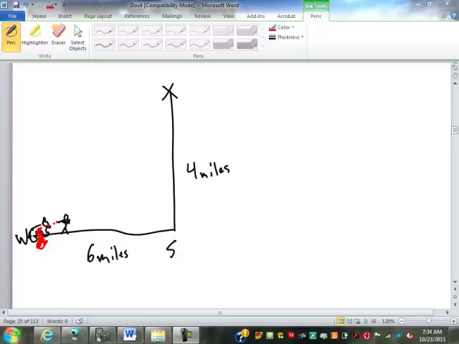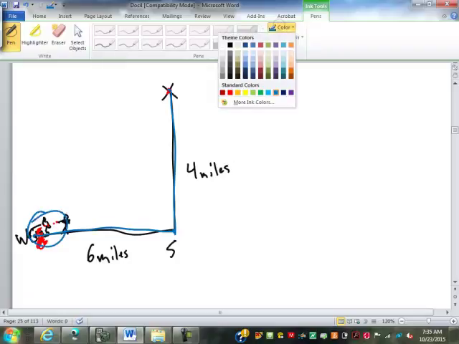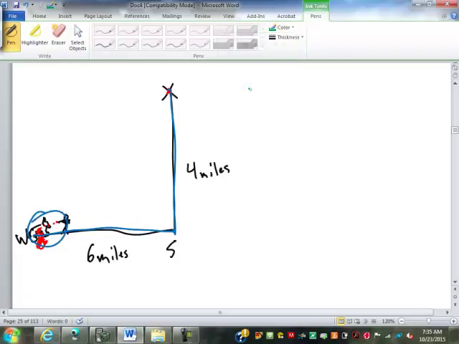So you shot this bear. You've gone from your hunting camp. You've walked 4 miles south. You turned due west and walked 6 miles due west. That's where you shot the bear. At this point, you realize you've got to drag the bear back to camp.